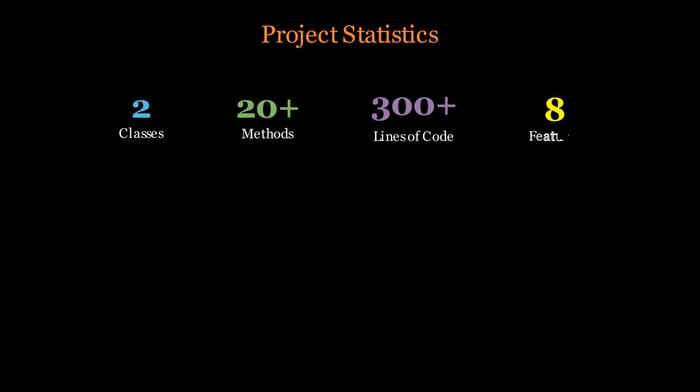Let's celebrate what you've accomplished. These statistics show the scope and complexity of the task manager you built from scratch. You created 2 classes, Task and TaskManager, each with distinct responsibilities. You implemented over 20 methods covering everything from basic CRUD operations to statistics and file handling. You wrote over 300 lines of well-structured, documented code with proper error handling. You built 8 complete features: add, view, filter, toggle, delete, sort, statistics, and file persistence.